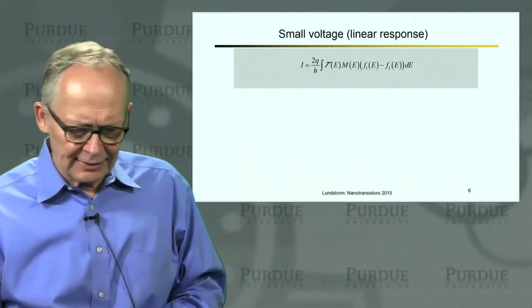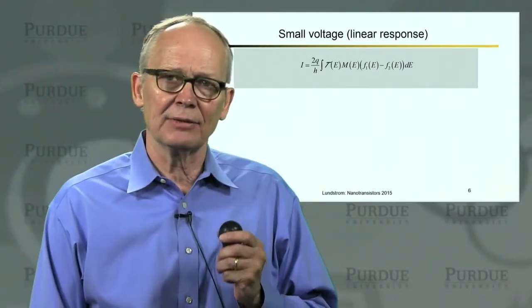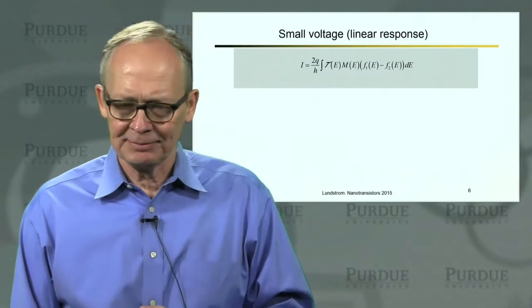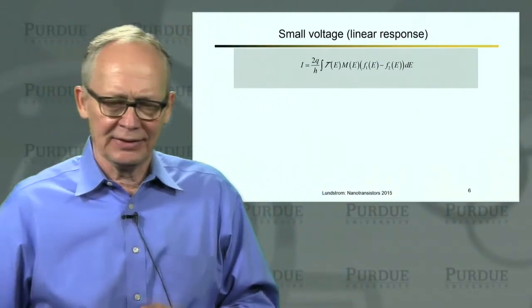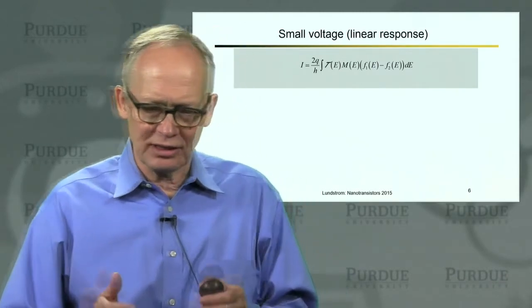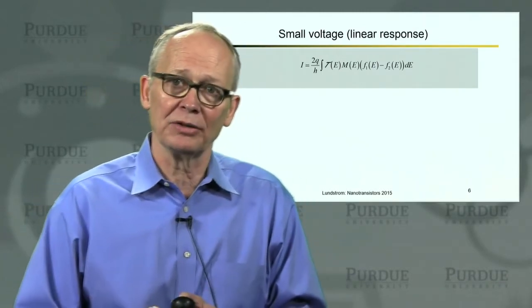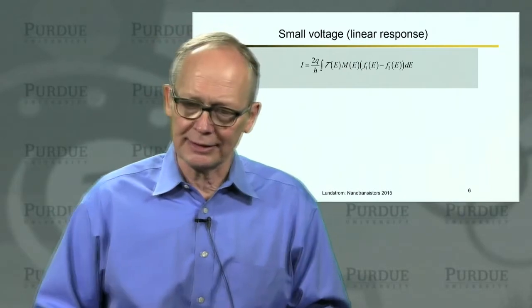Now let's look at this a little more carefully in the case in which we apply a small bias. This is like the linear regime of a MOSFET. If it's just a two-contact conductor, we would call this the regime of linear response.